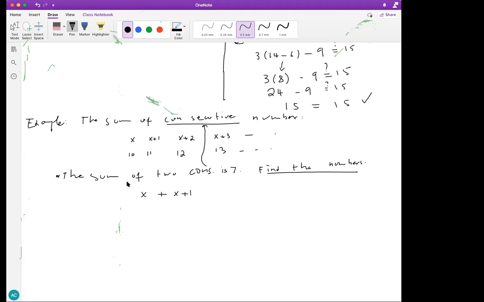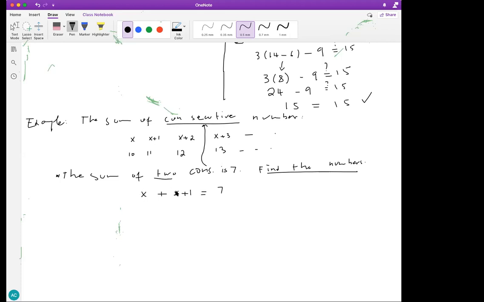So it says the sum of two numbers. This is the first number, this is the second number, and that means equal to 7. So that's the equation. If you had the sum of 3 numbers, you would have x, x plus 1, x plus 2. If you have the sum of 8 numbers, it will be x plus 1, x plus 2, x plus 3, and so on until you make 8 numbers. This time, we have only 2. Then you have this simple first degree equation which we can easily solve.